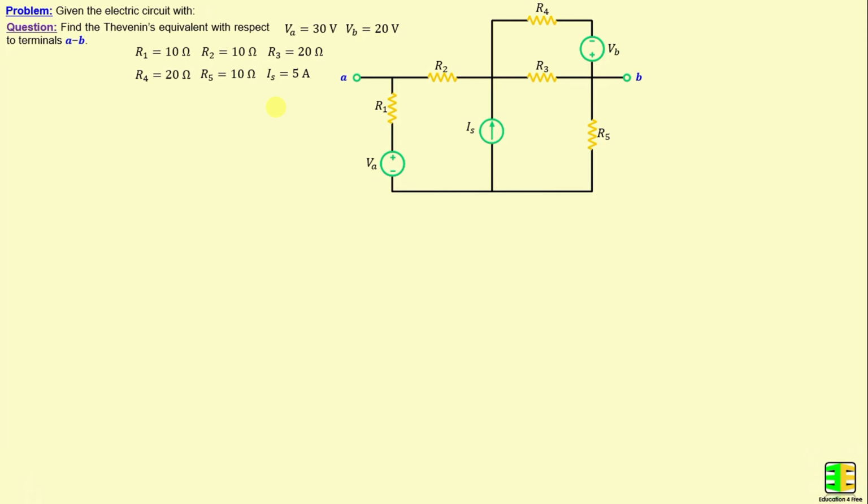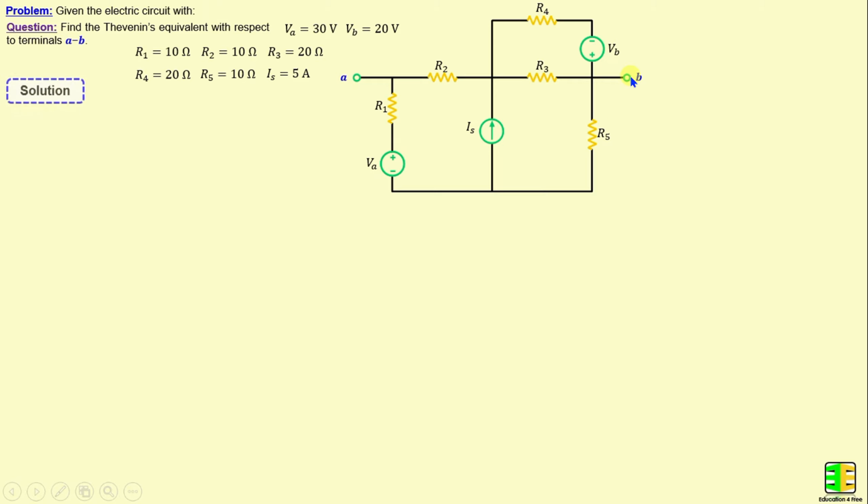Let's consider this network consisting of 5 resistors labeled R1 through R5, as well as 3 independent sources VA, VB, and IS. The question now is to find the Thevenin's equivalent with respect to terminals A and B.